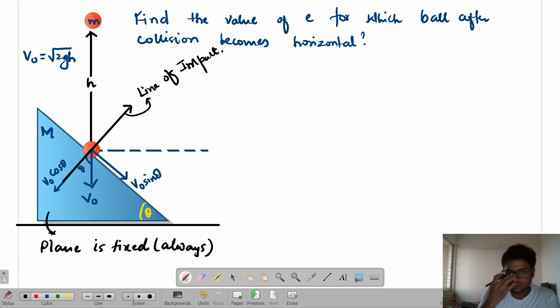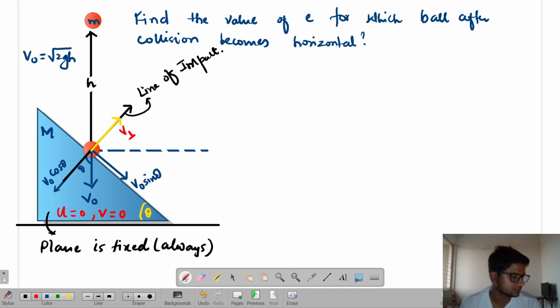So when the ball falls, the ball after collision will have some velocity along this direction, along the line of impact, isn't it? I call it V1. And this velocity u is also 0, v2 is also 0. Are you able to get me or not? Is this clear? So just resolve along the line of impact and you'll get the answers.